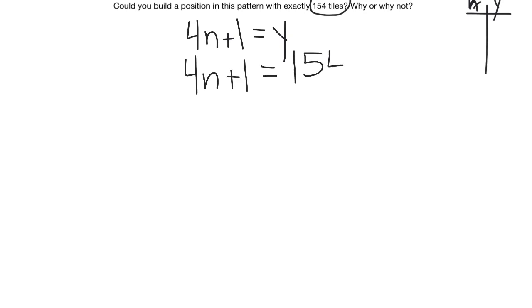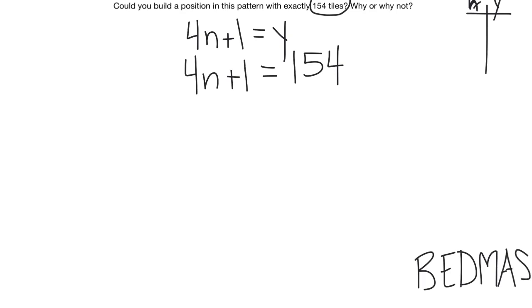So we have to use our equation from before to solve this, which we can absolutely do. We have those tools. So our y value in this case is, like I just said, 154. So we're going to write that down. 4n plus 1 equals 154. And then we're going to remember our handy dandy BEDMAS. And just like before, we're going to do our multiplication first.